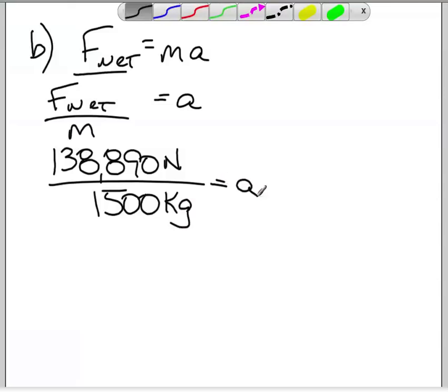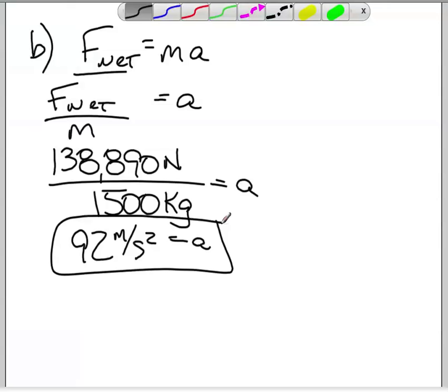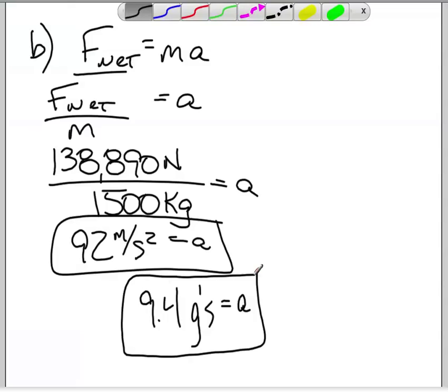I'm going to get something on the order of 92 meters per second squared for my acceleration. That's pretty substantial. If you convert that into g's by dividing by 9.8, which is your standard of comparison, you're going to get something on the order of about 9.4 g's, which is substantial. Not necessarily survivable, but possibly. It depends, I think, on other circumstances. So the answer to part B would be this figure, since they didn't ask to convert it into g's.